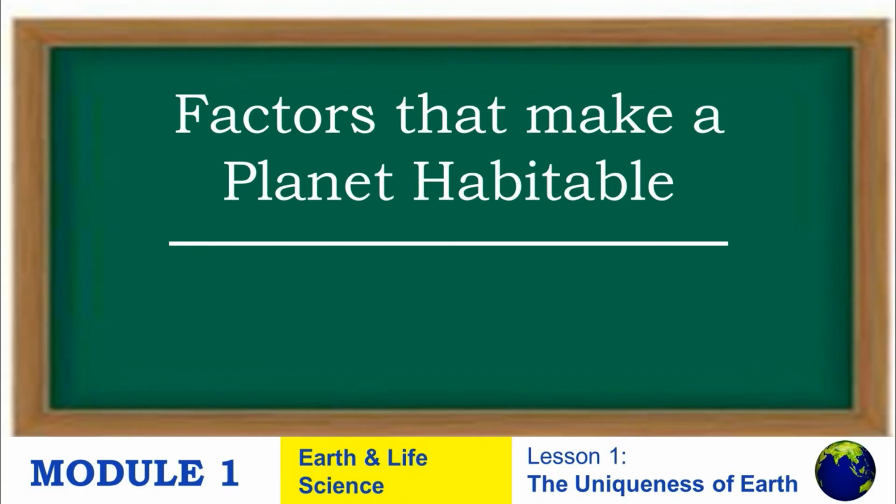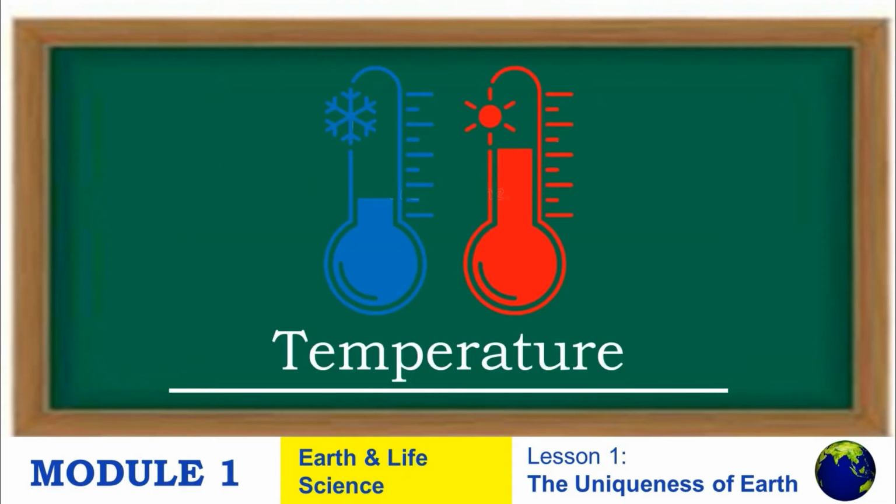To continue our discussion, let's now identify the factors that make a planet more habitable. Okay, so number one factor is temperature. So ano nga bang function nito? Bakit ito kailangan para makasuporta ng buhay? So the most common function of temperature is it influences how quickly atoms and molecules move. Life seems limited to a temperature range of minus 15 degrees Celsius to 115 degrees Celsius.